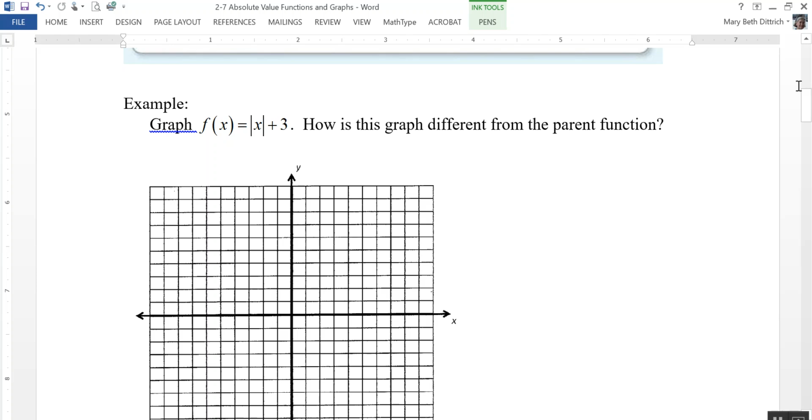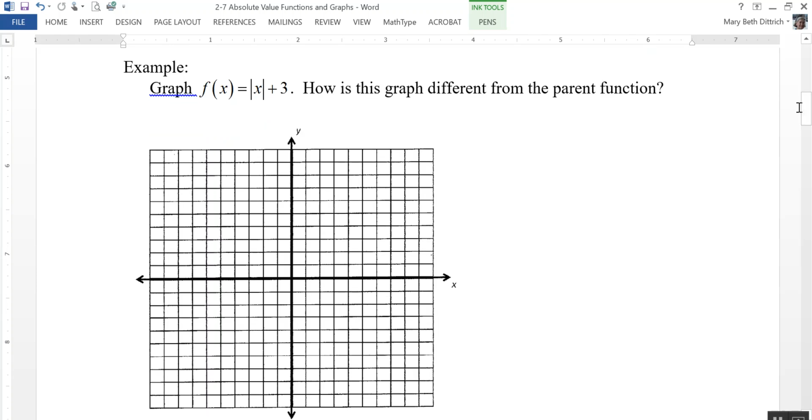So let's graph this function here. This one says f of x is equal to the absolute value of x, and then notice that outside of the function is a +3. And then we're asked, how is this graph different from the parent function? So I'm going to go ahead and make a simple table of values and put in a few numbers. Maybe I'll use -4, -2, 0, 2, and 4.